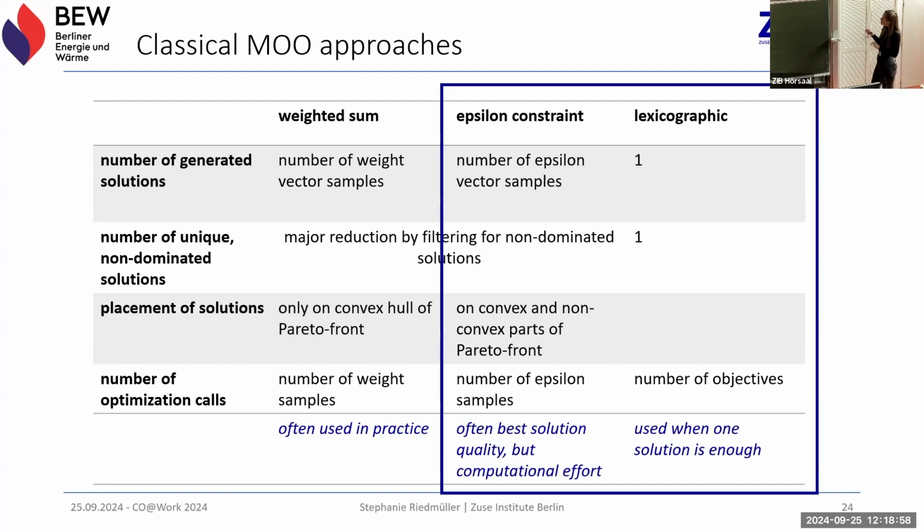And I want to focus on those 2 because the weighted sum is used so often either way. I don't want to look at it again. So I want to use the epsilon constraint and the lexicographic optimization and change them a little bit and try to combine them. And I want to show you what we got out of it. And we want to see what it's good for our problem.